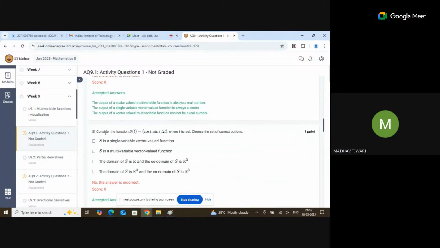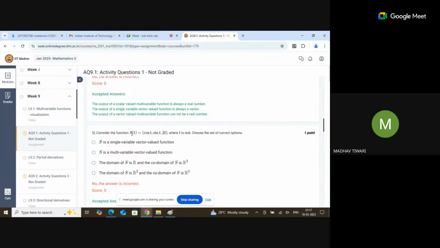After this, we have to consider a function with sin t, cos t, and tan t. We have to find out what kind it is. You can see how many variables are here. One variable, so it is a single variable. And is it a vector or a single value? It is a vector. So it is vector valued, single variable. The domain is R because there is one variable, and the codomain is R3 because it is a vector with 3 components.